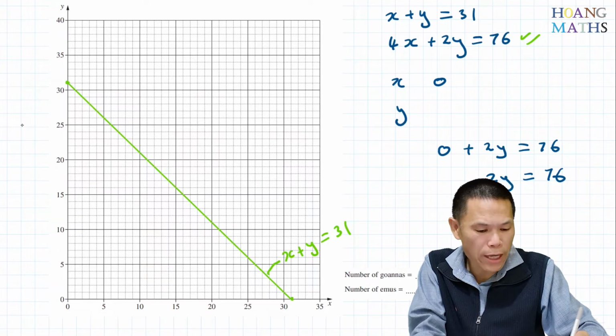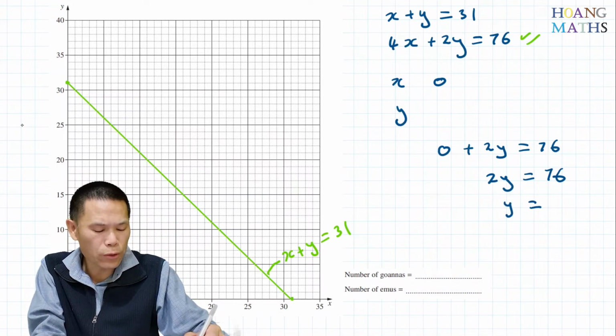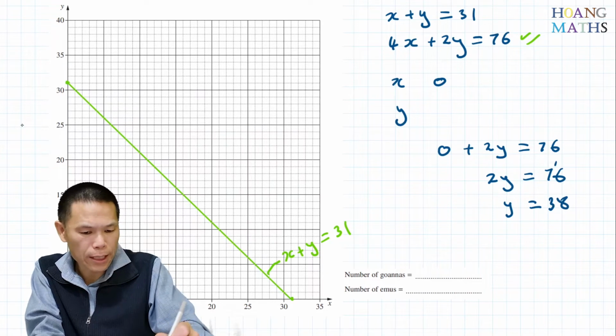So that means y is equal to 76 divided by 2. 2 goes into 7 three times, remainder 1. And then 2 goes into 16 is 8. So that is 38. I can just write it like this.